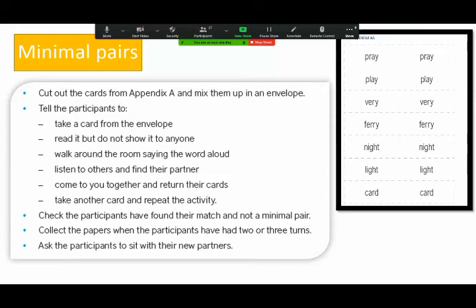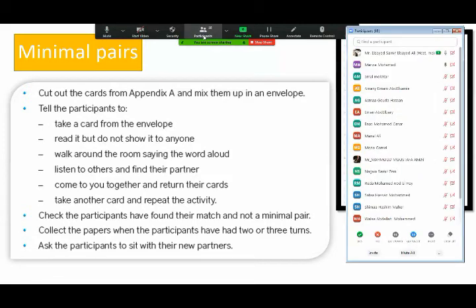Okay, is this activity clear? Any question? No. Okay.